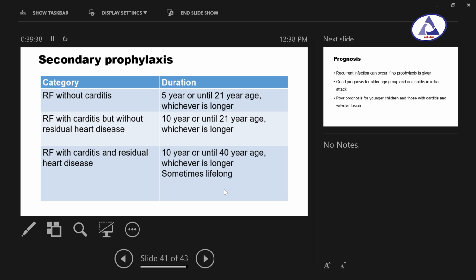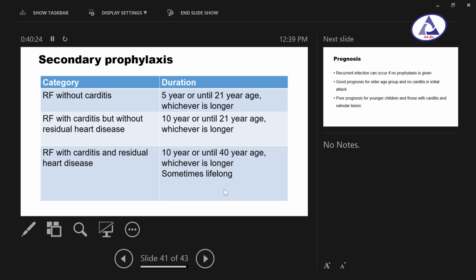Okay? Then rheumatic fever with carditis but without residual heart disease: we treat the patient for 10 years or until 21 years, whichever is longer. Okay? Rheumatic fever with carditis and residual heart disease: we treat the patient for up to 10 years or until 40 years of age, whichever is longer, sometimes lifelong. When the patient presents with rheumatic valvular disease, we can continue the drug for lifelong.